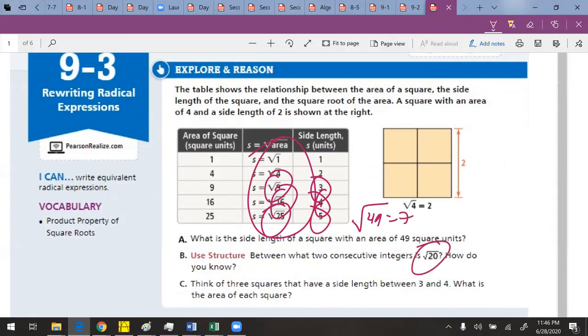However, for 20, there's no whole number that will give us 20. However, I do know for a fact that it's between 4 and 5, because 16 and 25 surround 20. 16 is less than 20, 25 is greater than 20. So 20 is in between them. So the answer has to be 4 point something, essentially.